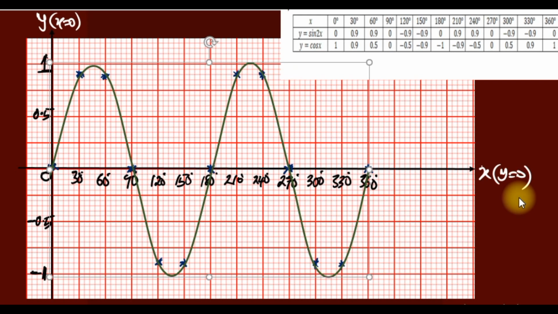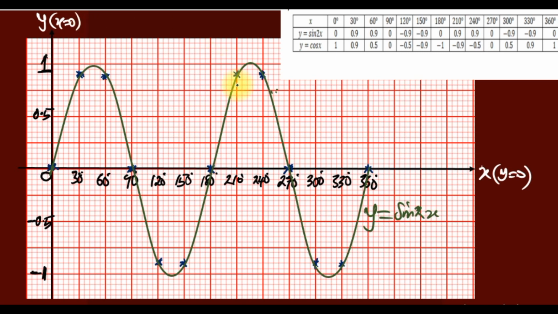So that's the first graph. We've done y equal to sine 2x. So let's label it. This is y equal to sine 2x.